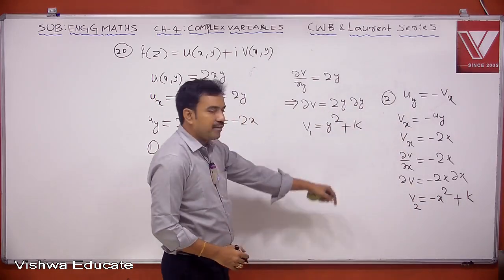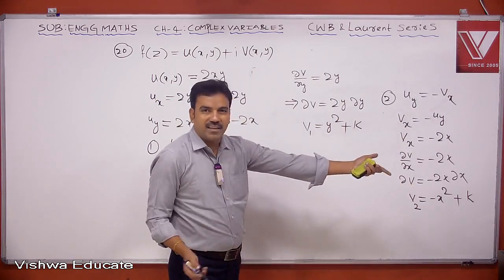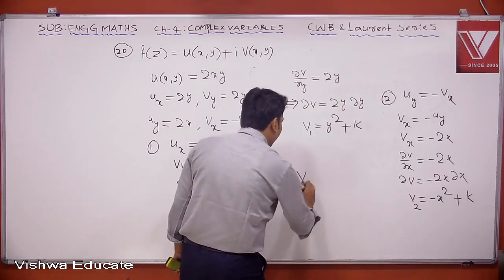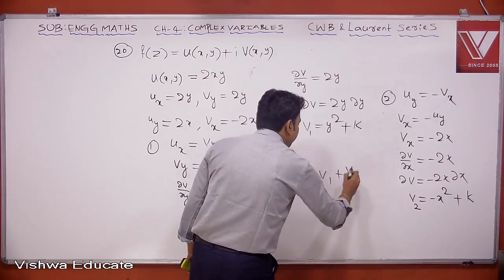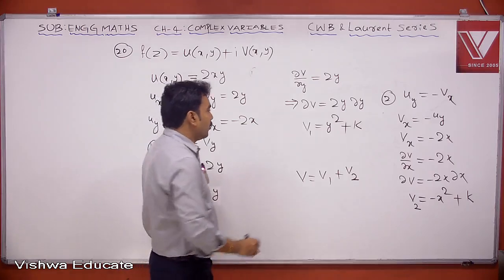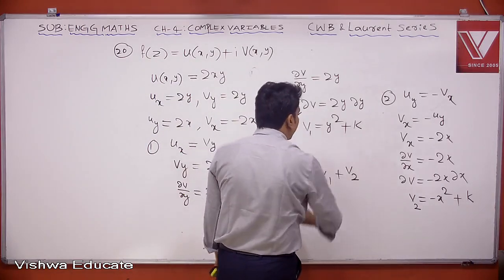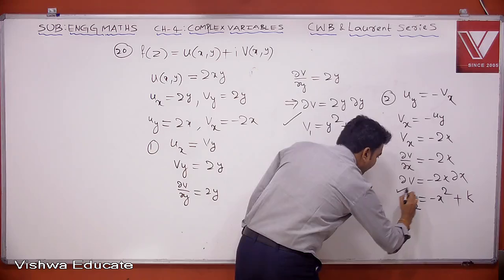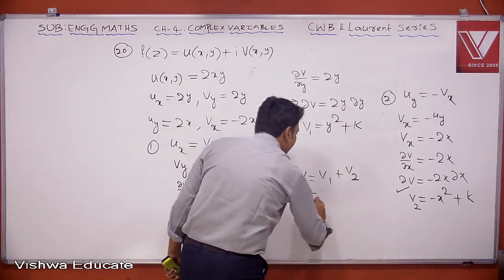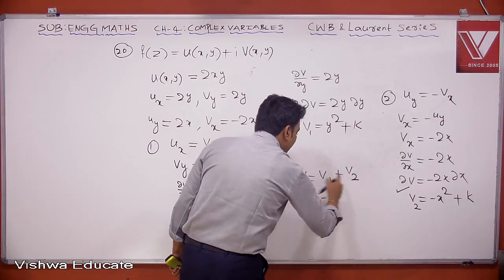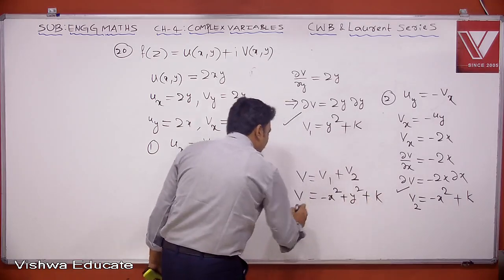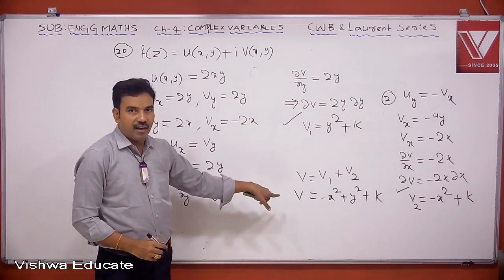So already v1, v2. So in both the expressions, constant k is common. Instead of taking 2 k's, you can take 1 k. So therefore the value of v is v1 plus v2. If a quantity repeats multiple times, you consider only one time. So from the first CR equation, we were getting v1 is y square plus k. From second CR equation, we were getting v2 equal to minus x square plus k. So therefore, in this case, you will get v1 plus v2 as v. So this is minus x square plus y square plus k. So therefore, this is the way to get v value.